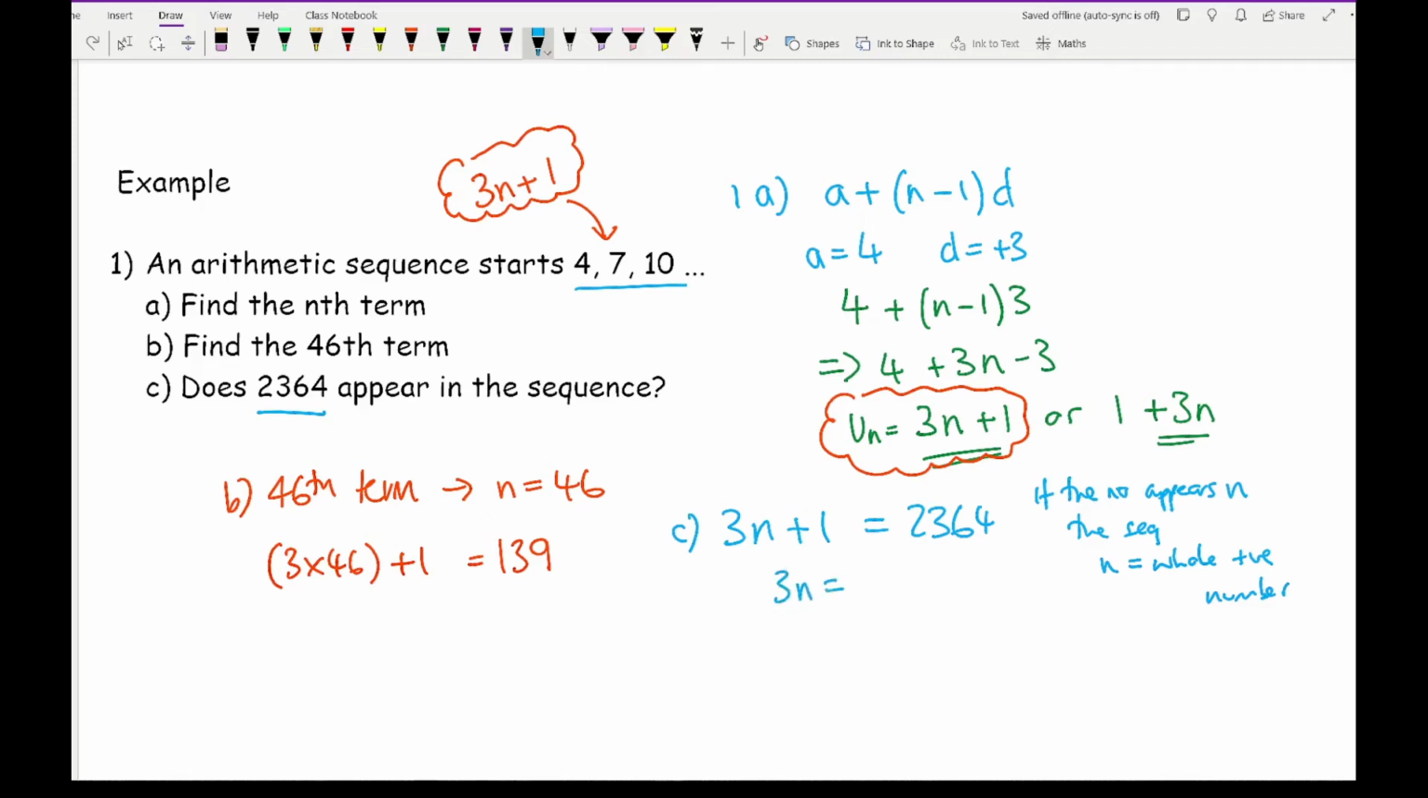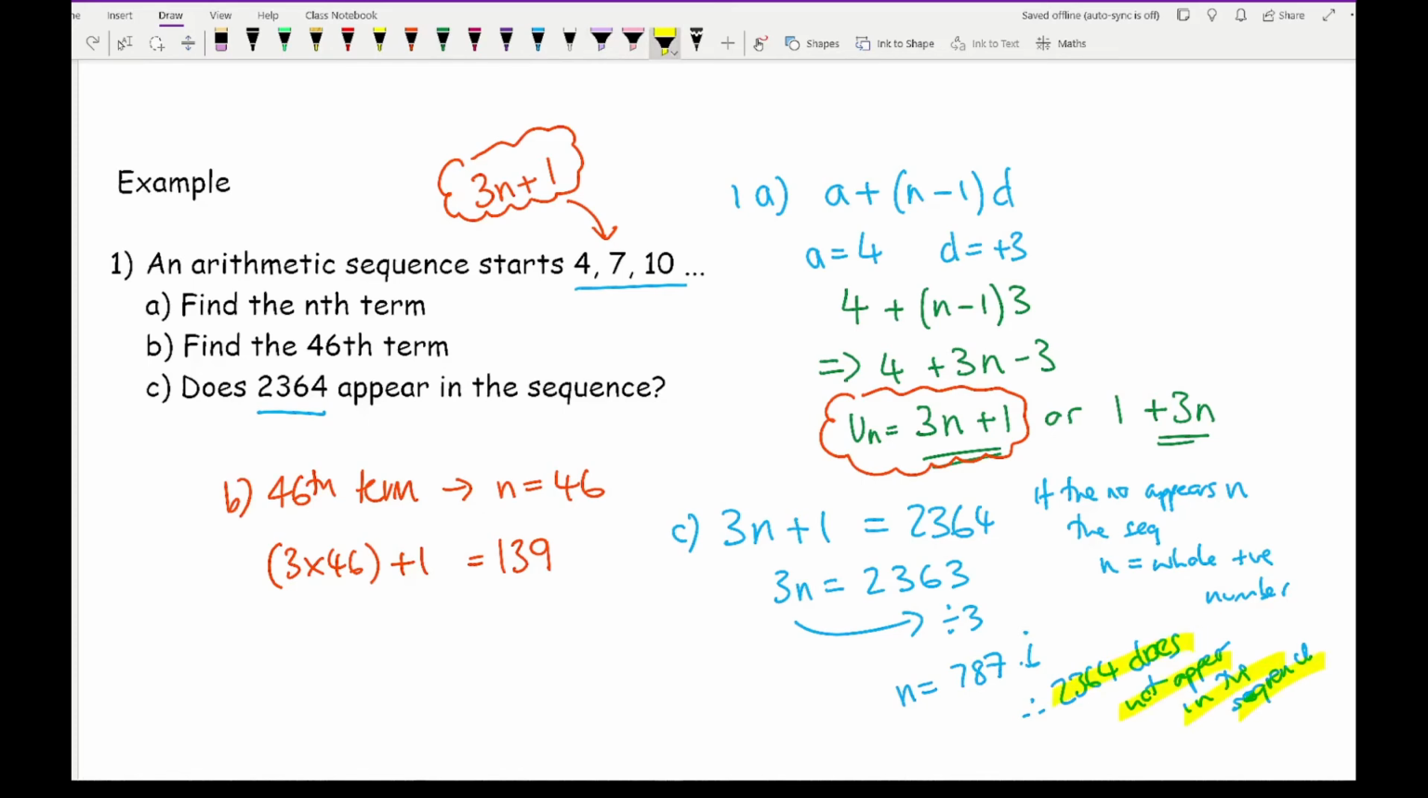So I've got 3n equals 2363, and then divide that by 3, and I get n equals 2363 divided by 3, which gives me an answer of 787.6 recurring. So therefore 2364 does not appear in the sequence. And it's really important that you write that final statement rather than just leaving it as a decimal number or a fraction. If it's a prove that question or it's asking you a question, always make sure you answer it in words or with some proof.